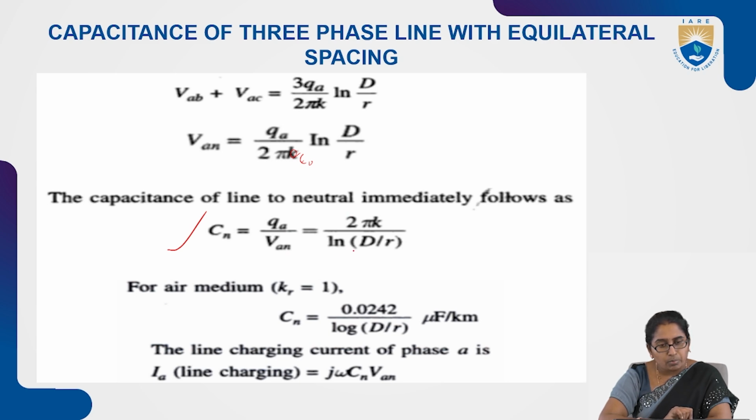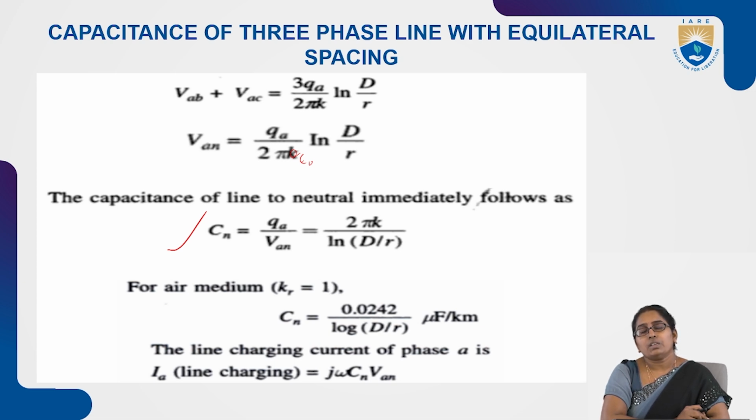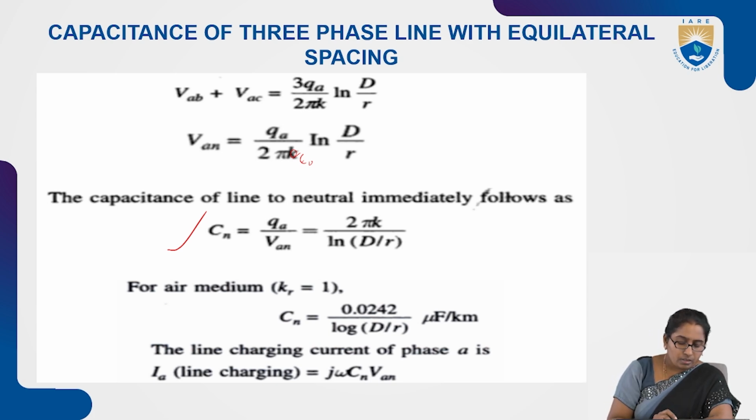So 2 pi epsilon by 2 epsilon naught by log of capital D by R. So this is the expression for capacitance in case of a three-phase line with symmetrical spacing. If you recollect, for a single phase transmission line also, in my last lecture, we have the same expression for a single phase line. Now, if you write the same expression in terms of log base 10, this expression is 0.024 by log base 10 capital D by R microfarads per kilometer.